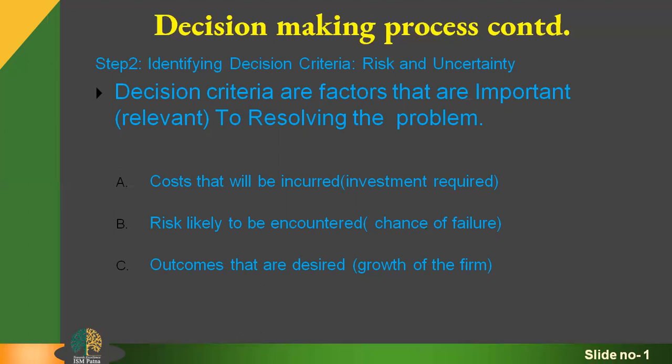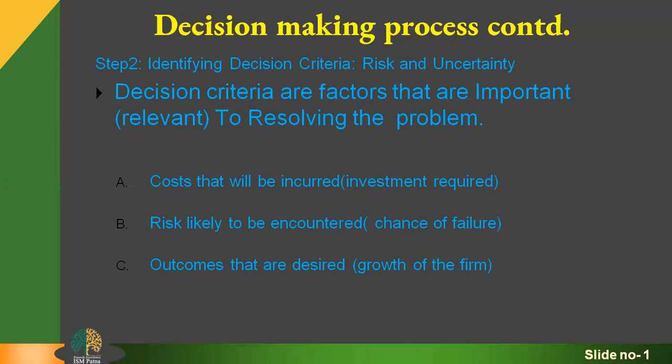So there are some points classified. If we have a criteria for decision making, then these criteria must include some of the listed points of concern, like cost that will be incurred. That means after implementing this decision, what is going to be the additional investment on the existing business process? Risk likely to be encountered.